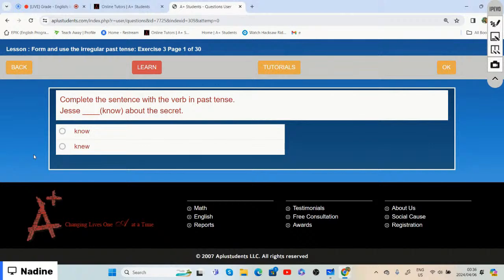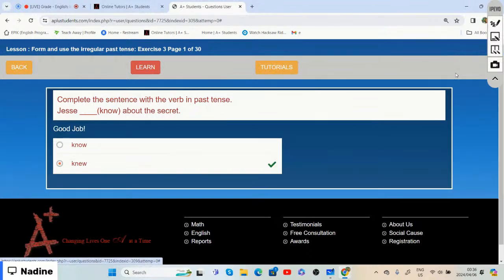All right, and we are going to complete the sentence with the verb in the past tense. Then yes, Jesse knew, right? So Jesse knew about the secret. So the past tense form of know is knew. So knew is correct.